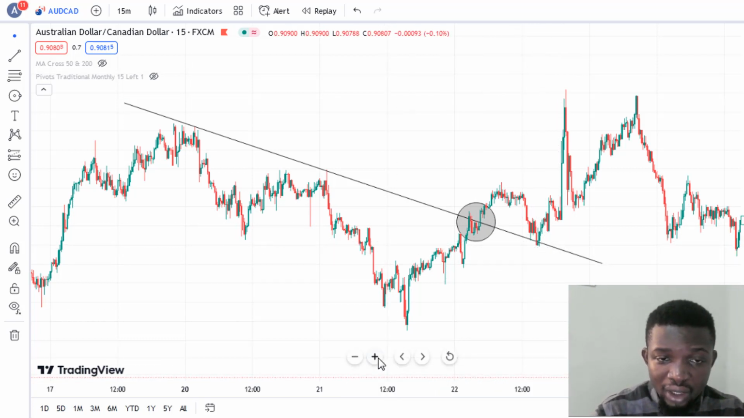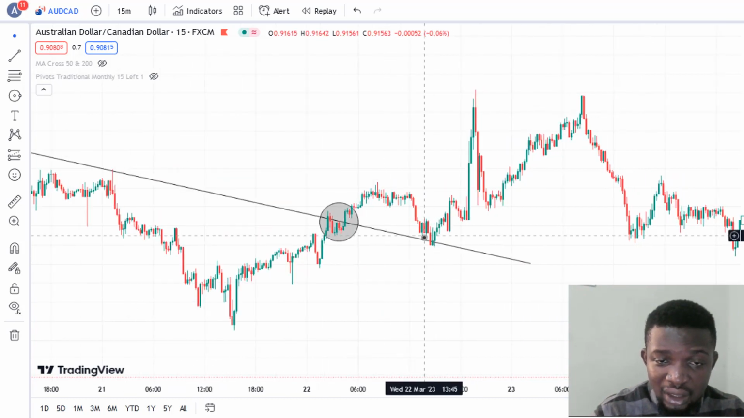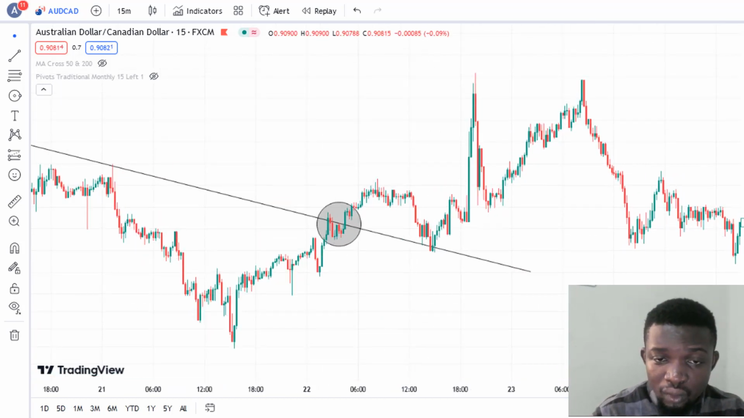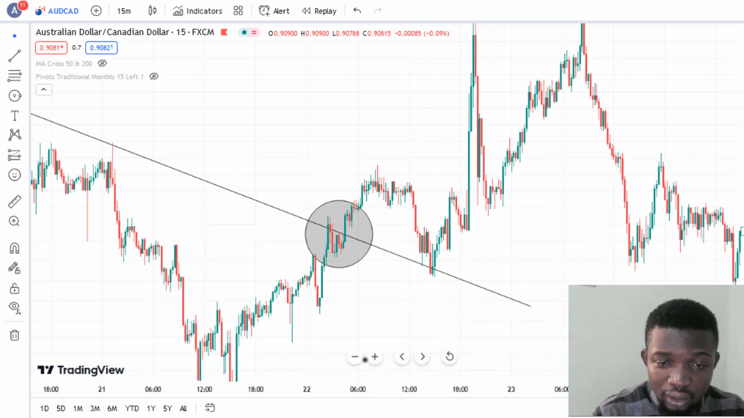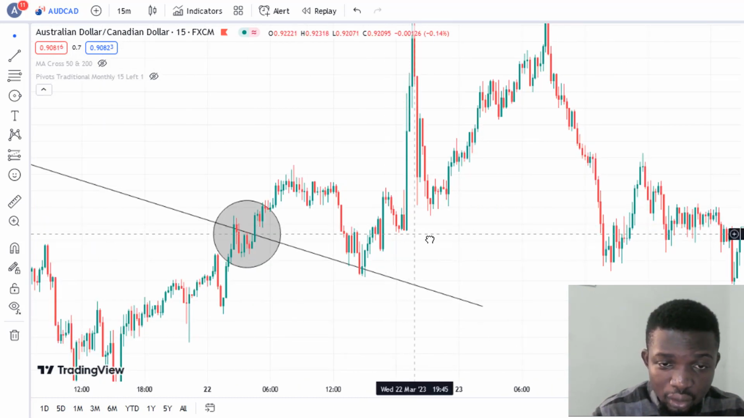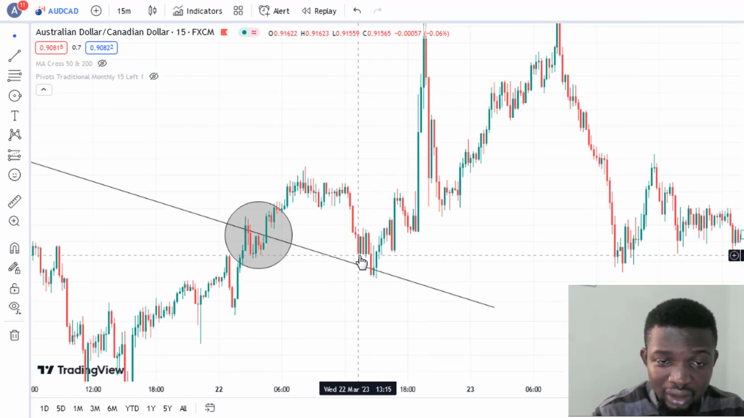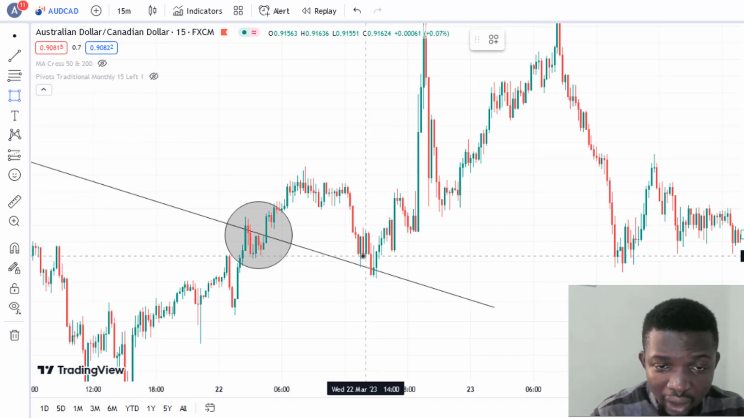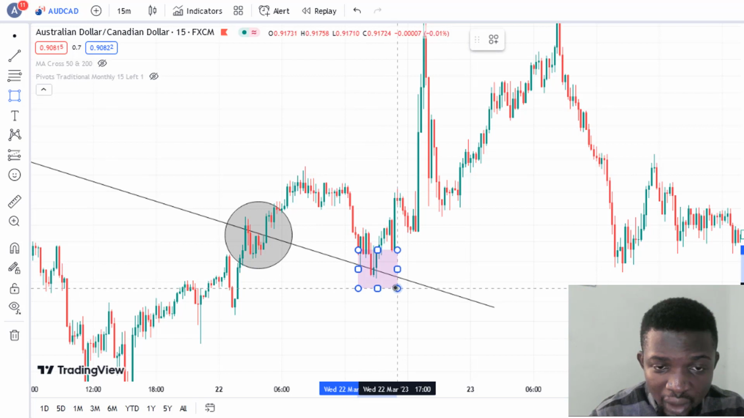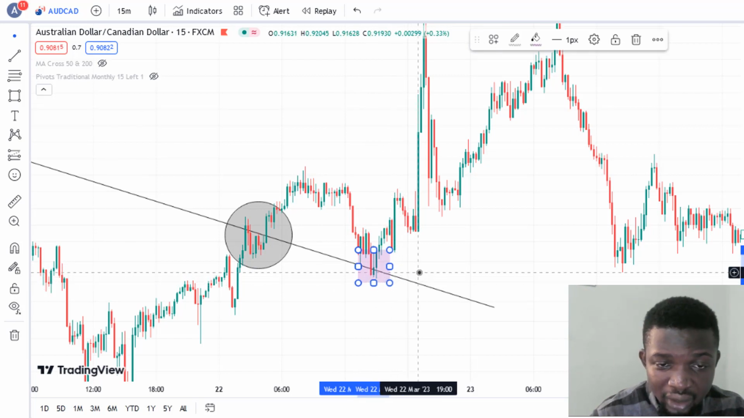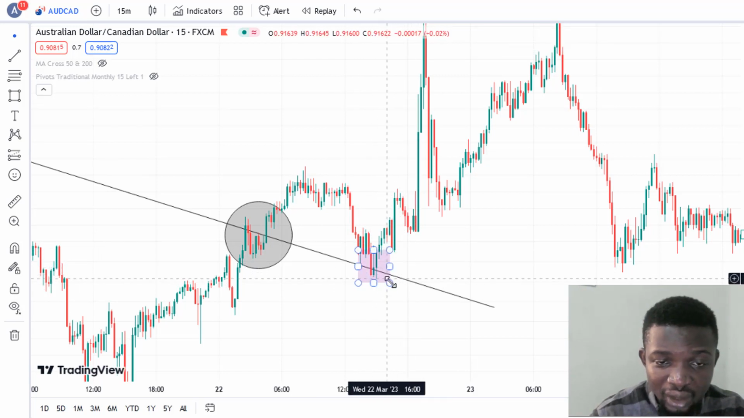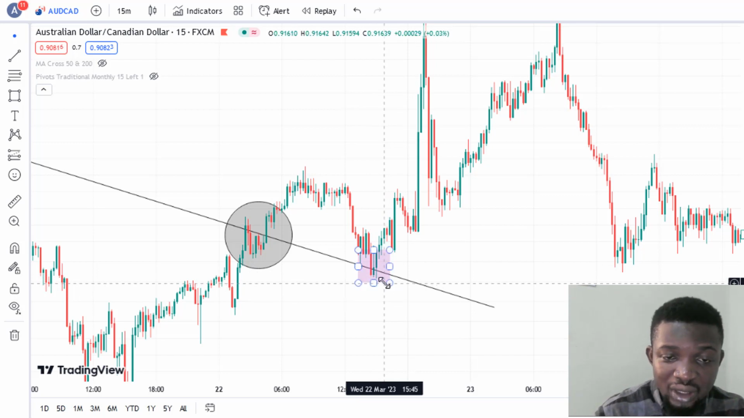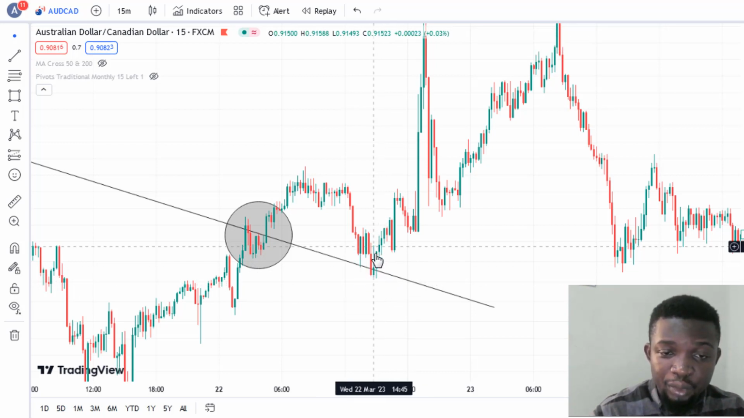Now as you can see, we had a retest here. We had a retest here, and as you can see, we have the morning star candlestick formation being formed there.